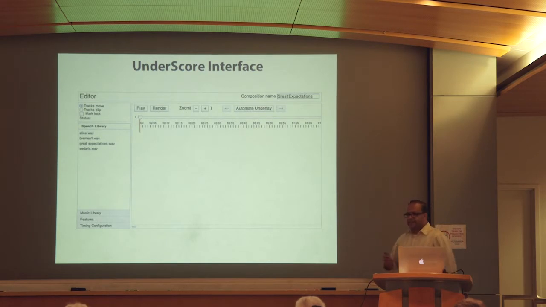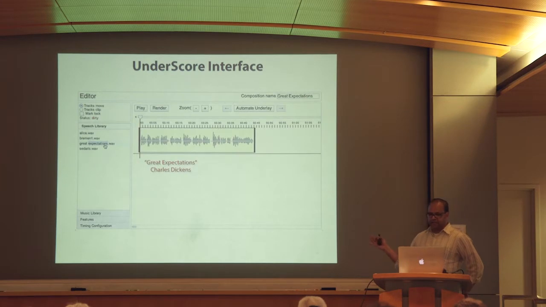So this is what our interface looks like. And I'll just walk you through the process of adding a musical underlay. So first, I'm going to choose a speech track. Here, I'm going to choose a reading of Great Expectations. And I'm going to mark an emphasis point in this speech.